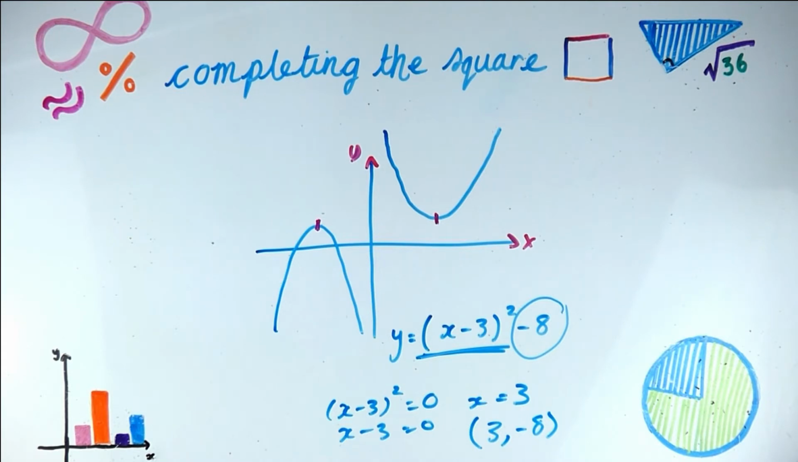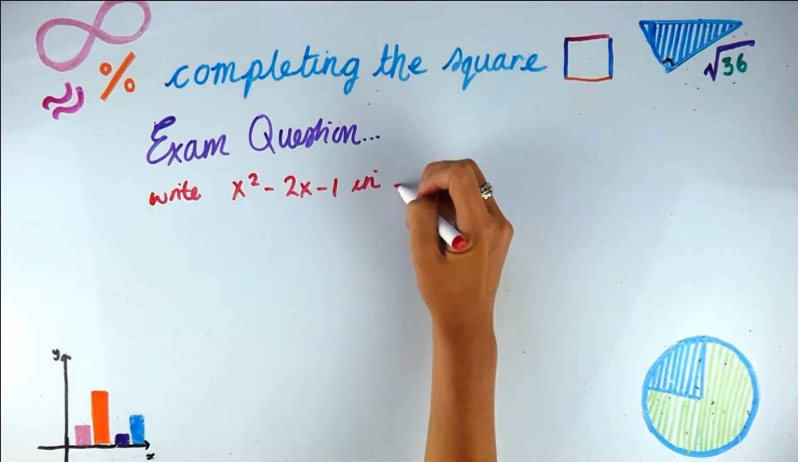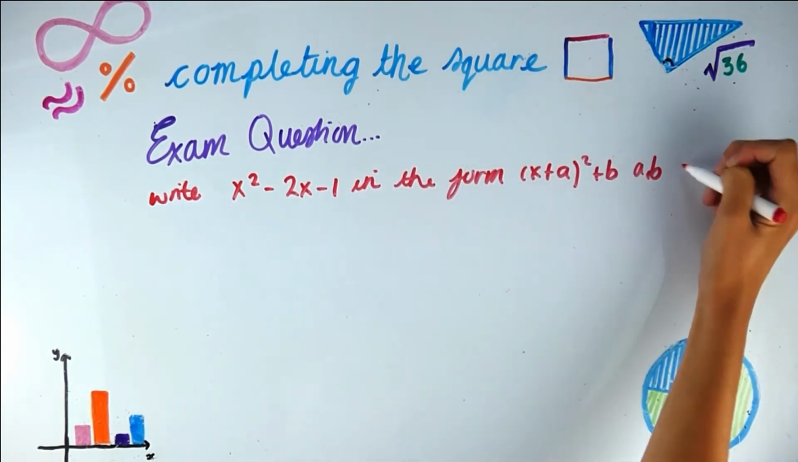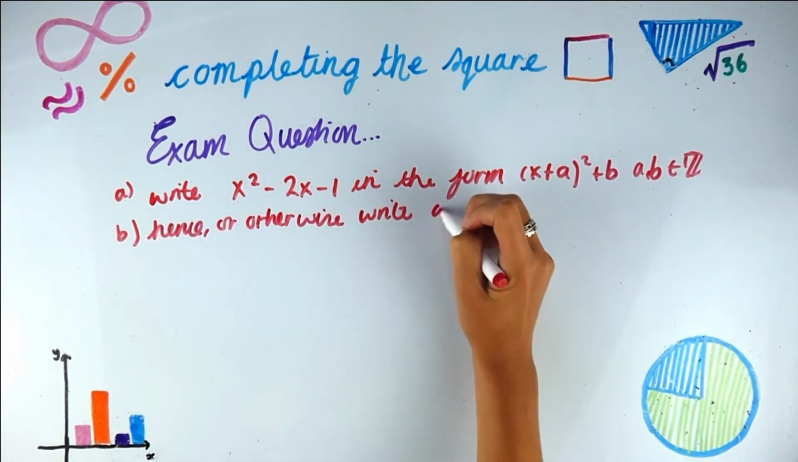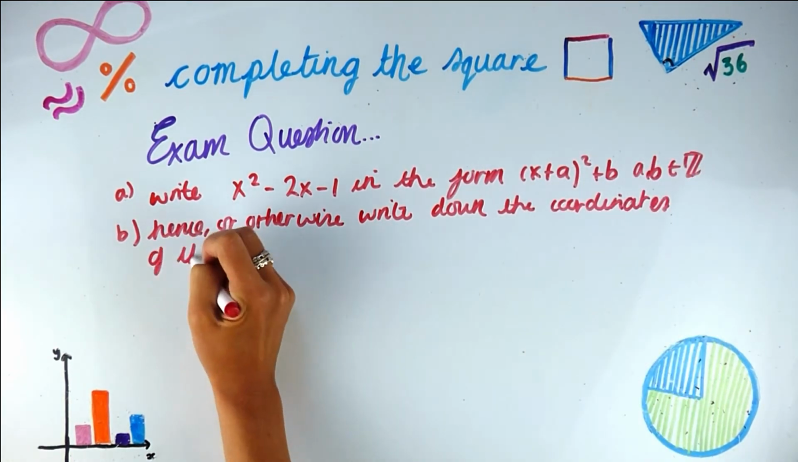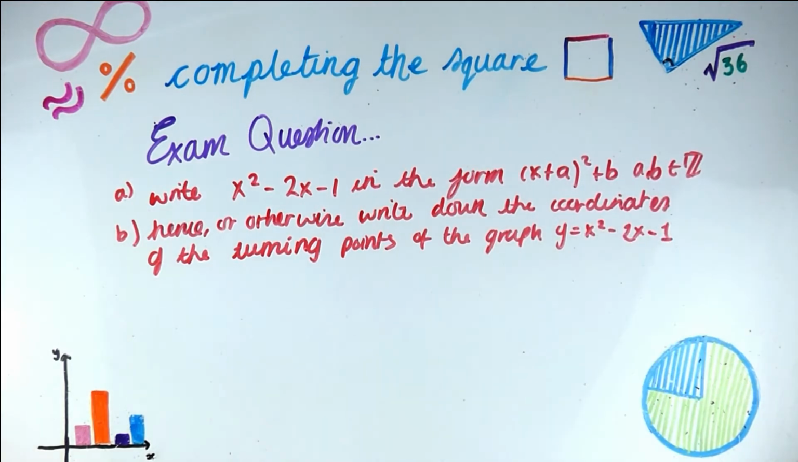Okay, so now we're just going to show you that on the end of an exam question. So here is our exam question. The first part A: write x squared minus 2x minus 1 in the form x plus a all squared plus b, where a and b are integers.